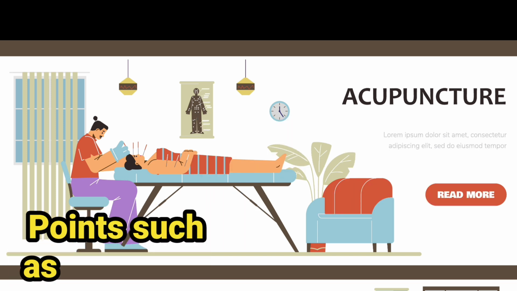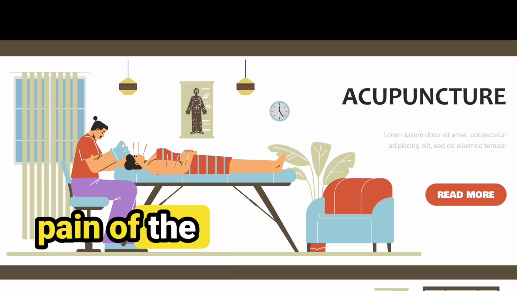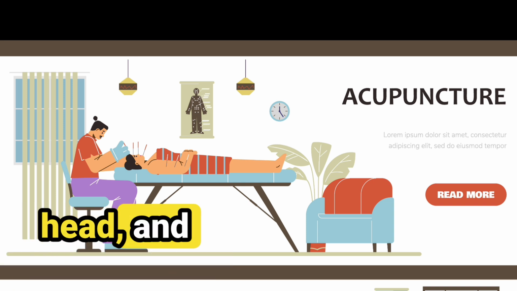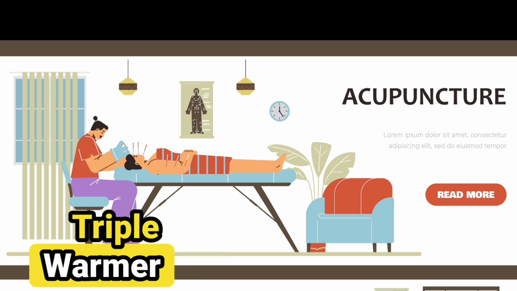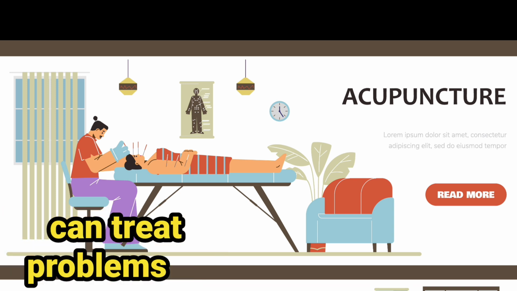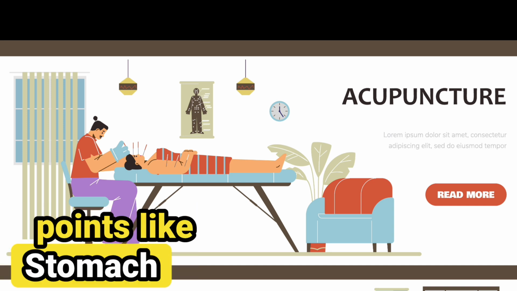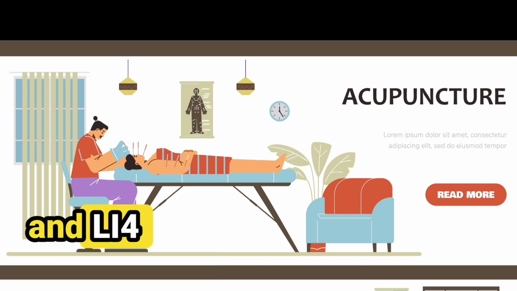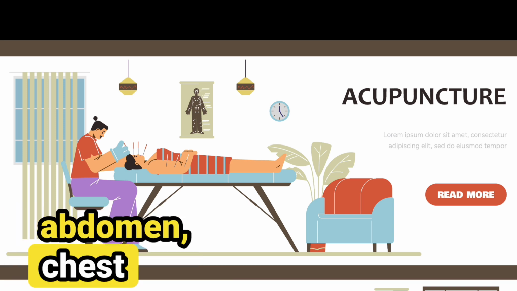Points such as UB60 and SI3 can be combined to treat general stiffness and pain of the back of the body, head and legs. Points such as GB34 and triple warmer 6 can treat problems of the side of the body, head and neck. And points like stomach 40 and LI4 can treat problems of anterior legs, abdomen, chest and face.